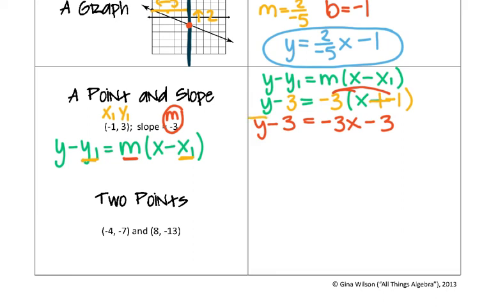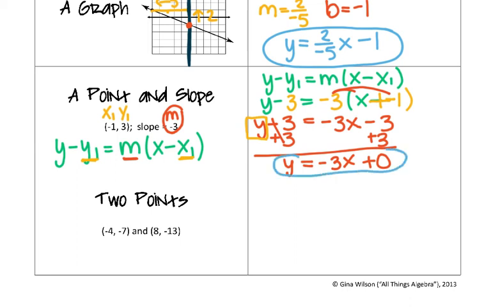Now, if I want to get y by itself, it says y minus 3. Well, the opposite of subtracting 3 is add 3. And if I do it over here, I have to do it to the other side. So these cancel, and I get y equals -3x plus 0. And you'll notice this looks exactly like y equals mx plus b. So for this one, I just have to start with the point-slope formula, and then I can do the same thing as we did before and solve for y.